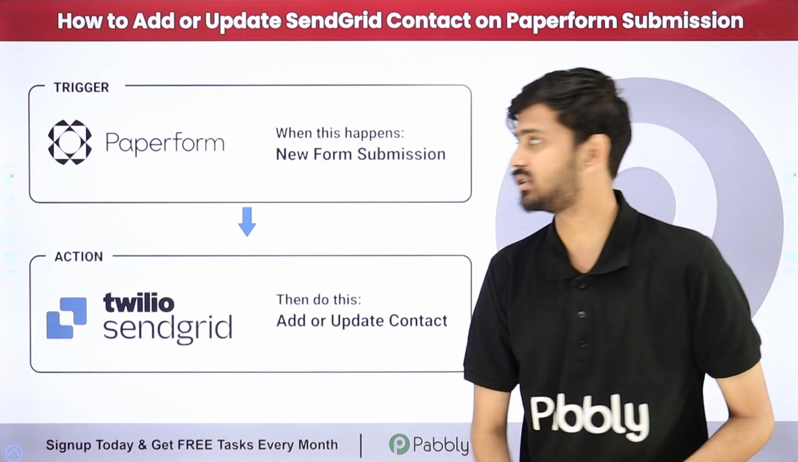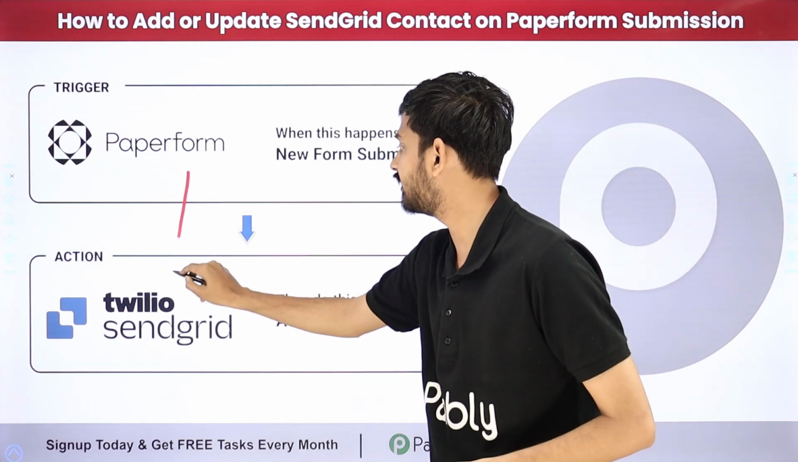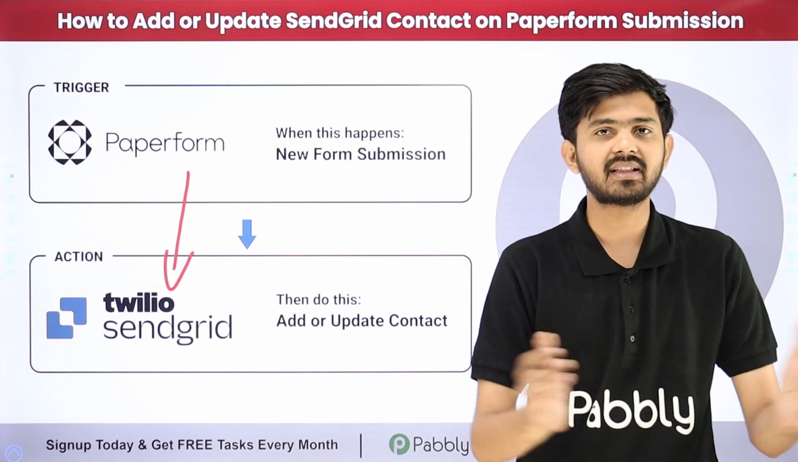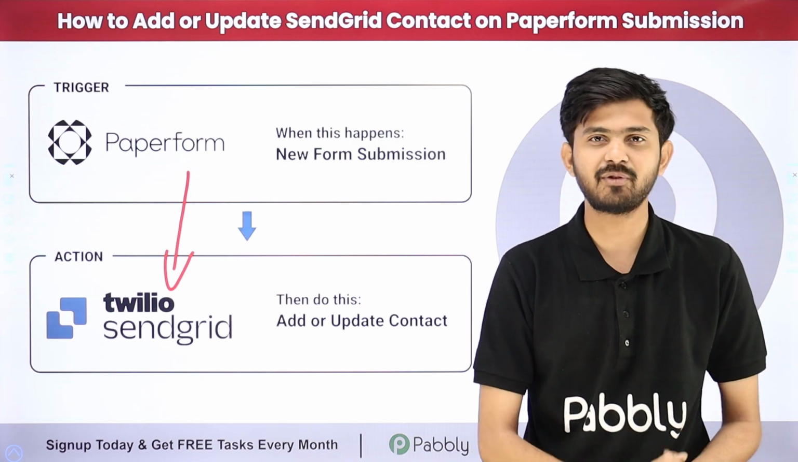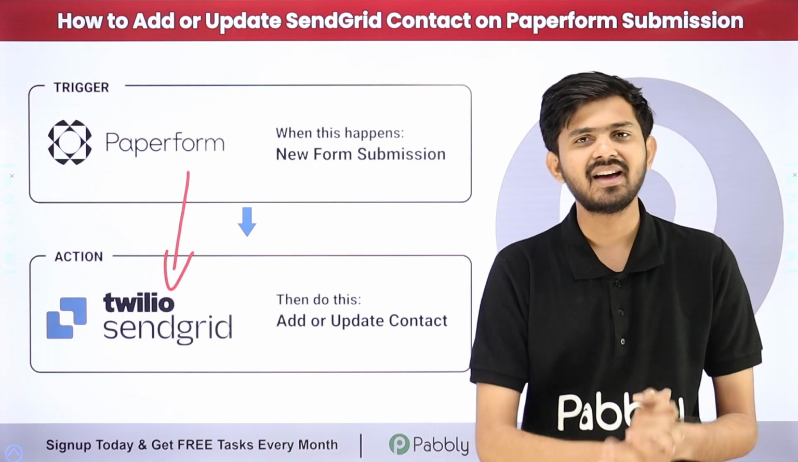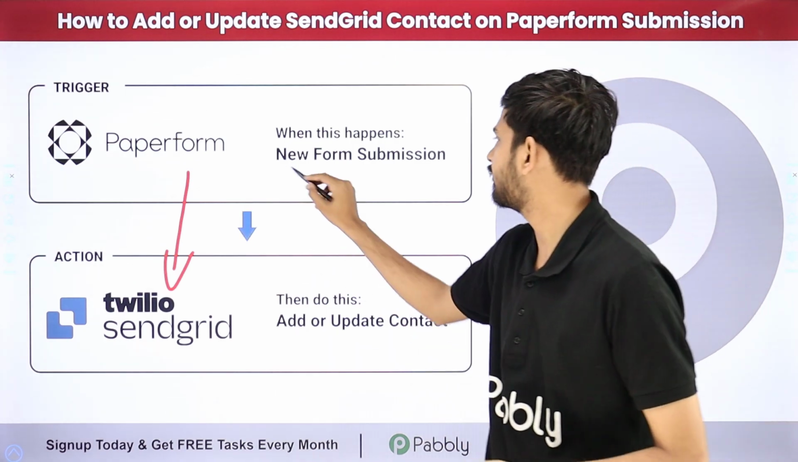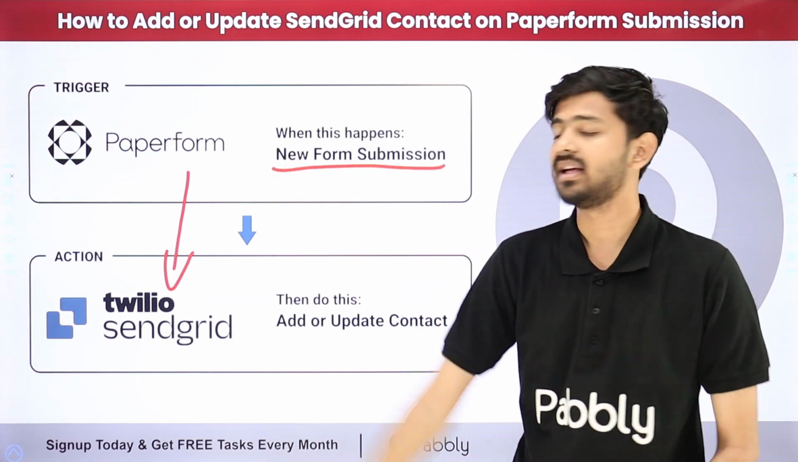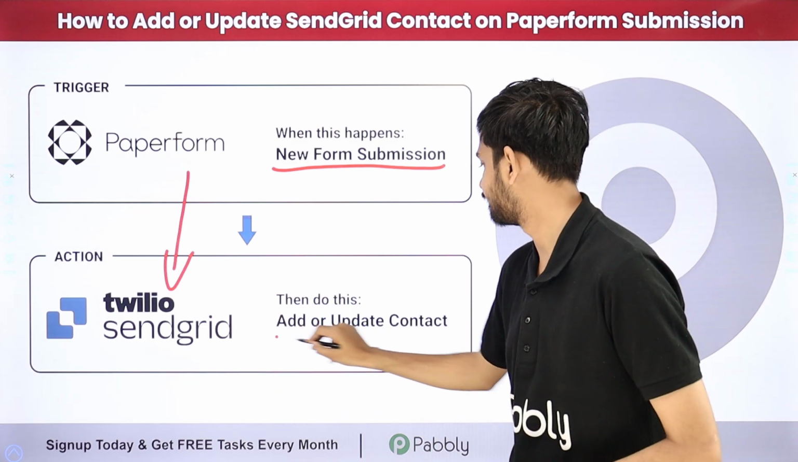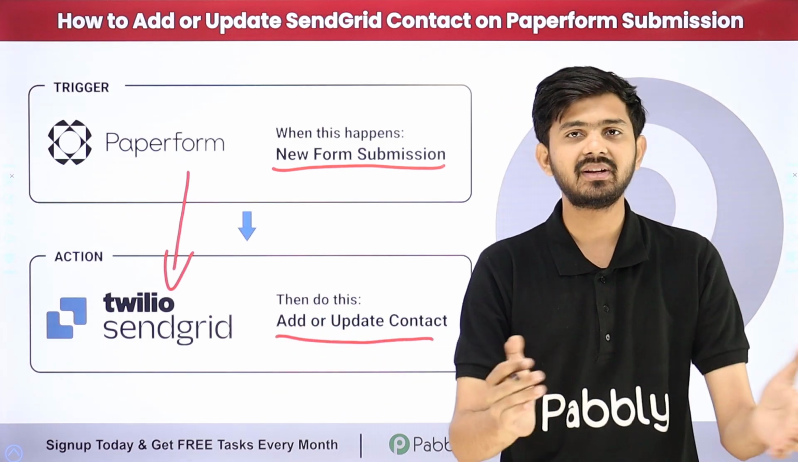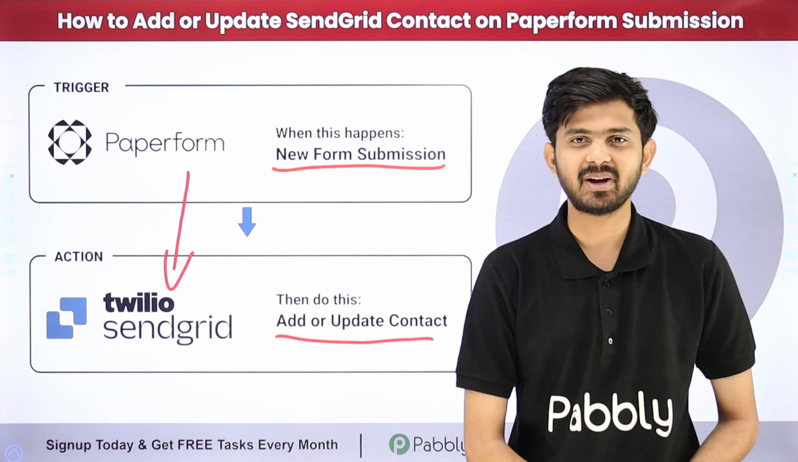I need to build a connection between Paperform and SendGrid. So for building this connection, I'm going to use Pabbly Connect. Pabbly Connect is an amazing software for automation and integration. Now with Pabbly Connect, whenever I receive a new form submission through Paperform, then automatically I will add or update a new contact in SendGrid. So how am I going to build this connection? For that, let me take you to my computer screen.